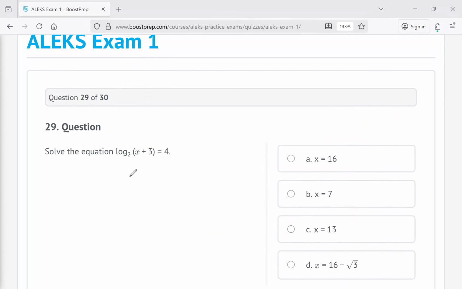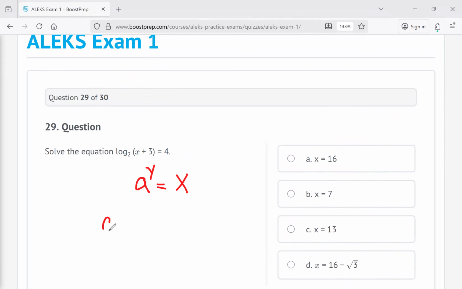Okay, question 29. Solve the equation. We have log base 2 of x plus 3 equals 4. So how do we solve this log? What you got to do is convert it to power form. So what is power form? A to the y equals x. And A represents the base, the y, and the x.